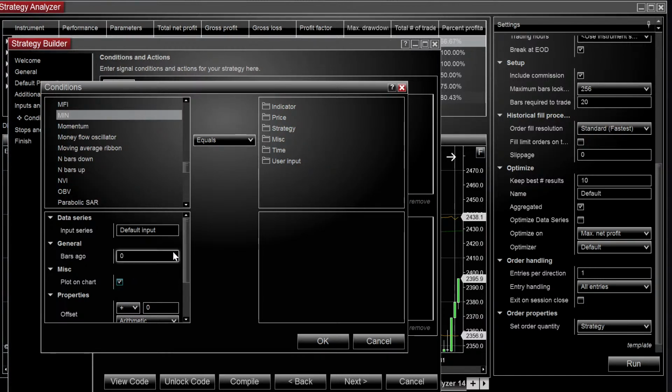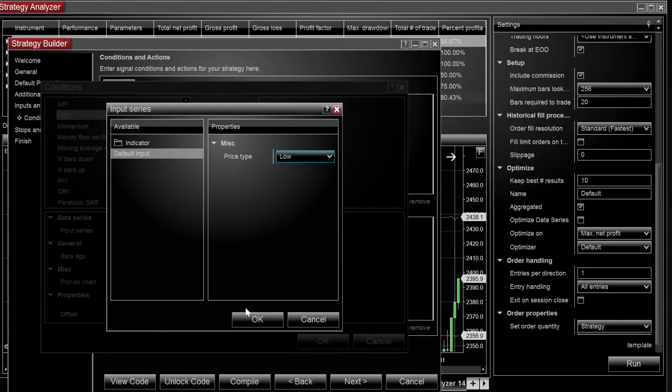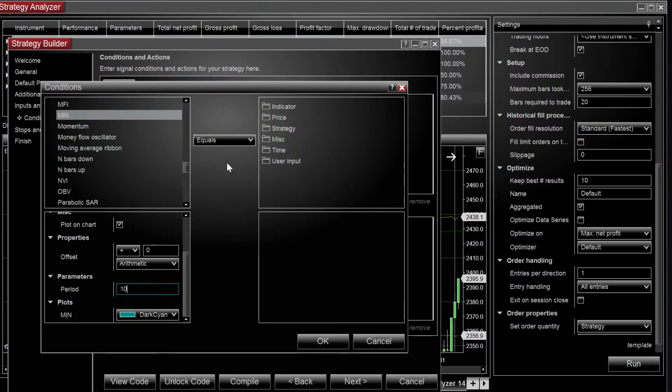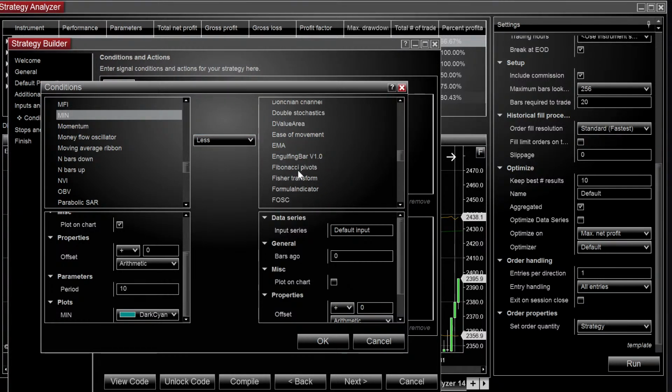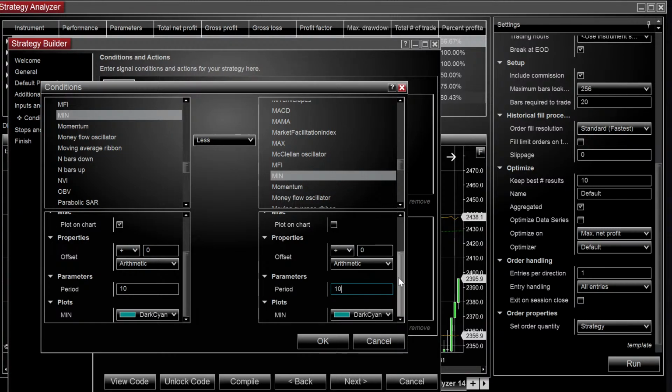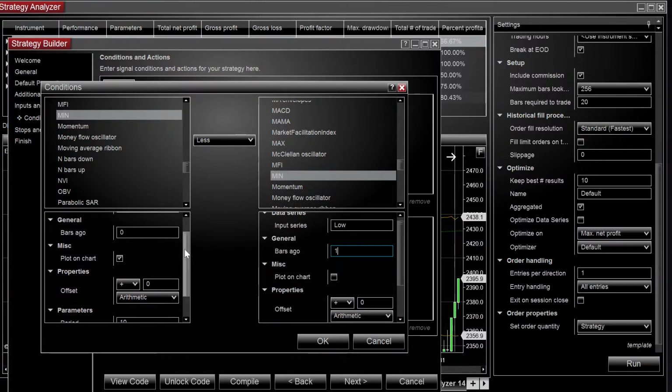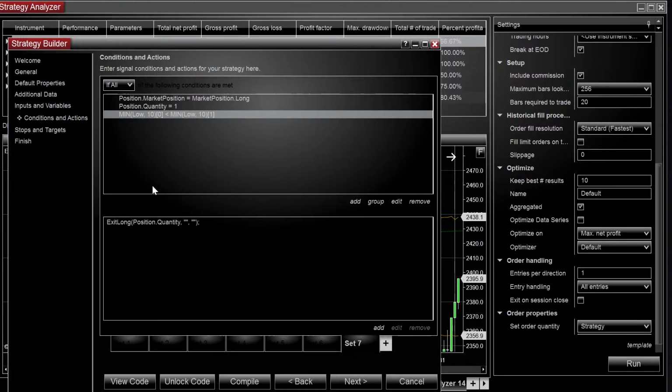So min, low, 10 is less than the 10 period low 1 bar ago. So basically when price makes a new 10 period low, that's when we get out. So exit long position quantity. That was for the long side.